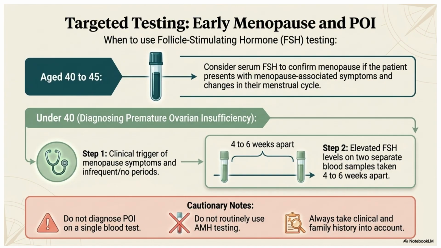Also consider pregnancy, hormonal medication, thyroid or prolactin disorders, previous chemotherapy, radiotherapy, ovarian surgery, autoimmune disease, and family history. So, in practice, under 40, suspected POI requires the clinical picture plus two raised FSH results 4 to 6 weeks apart.